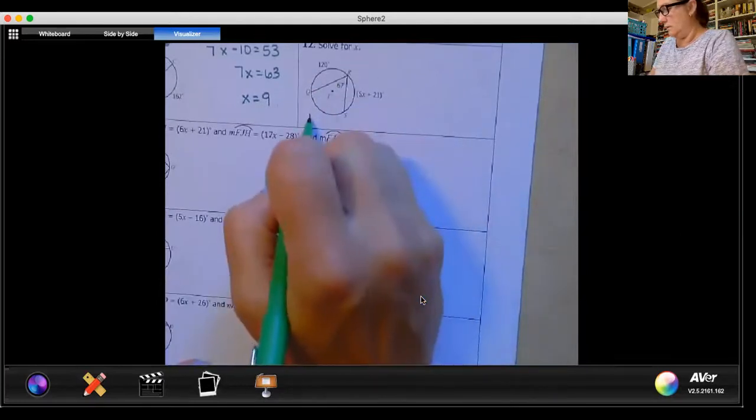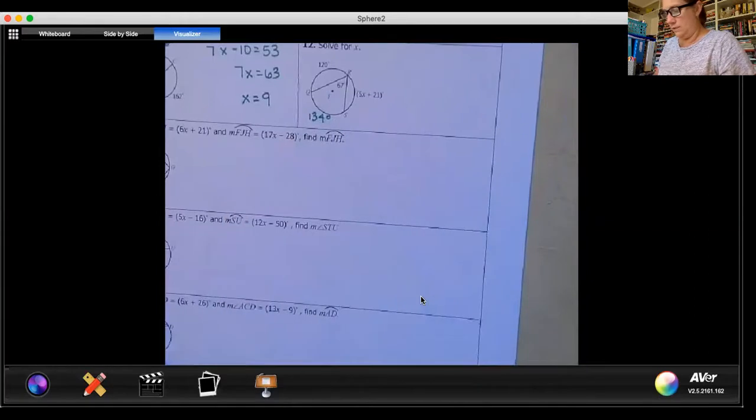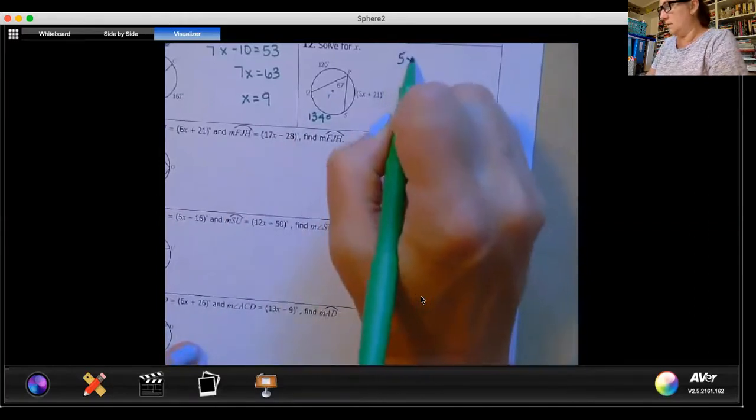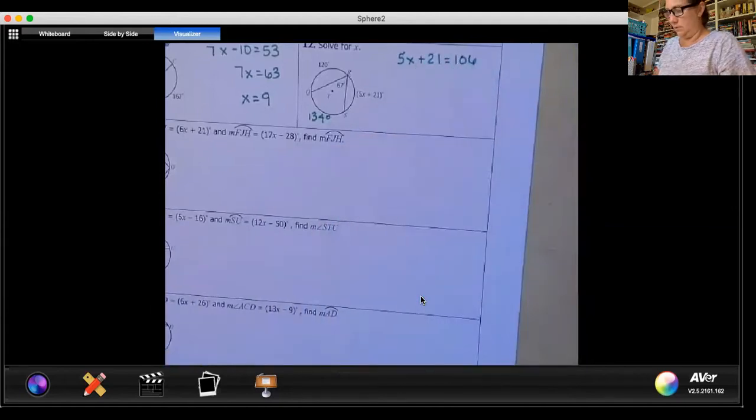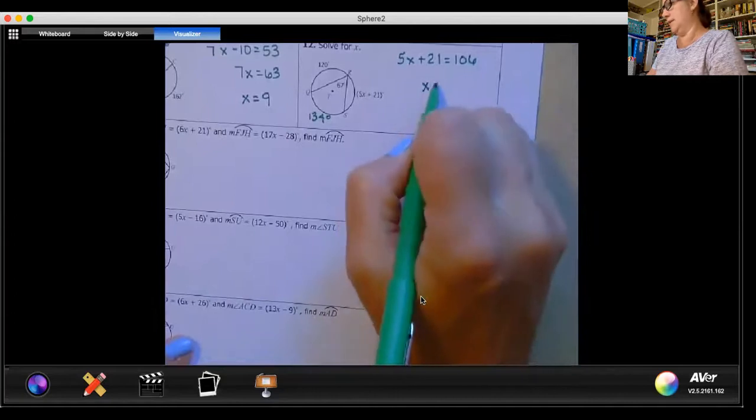67 times 2, this is 134. 360 minus 134 minus 120 means 5x plus 21 equals 106. 106 minus 21 and divided by 5, and x is 17.